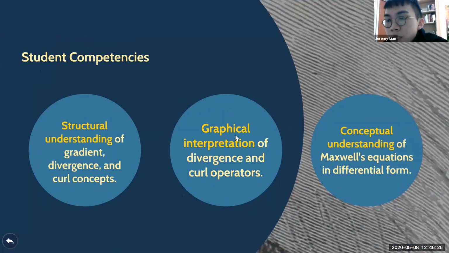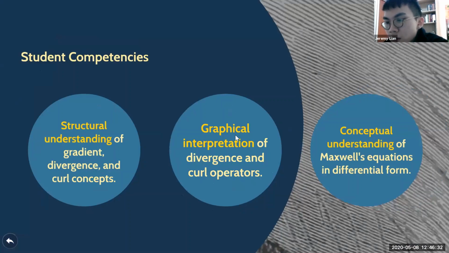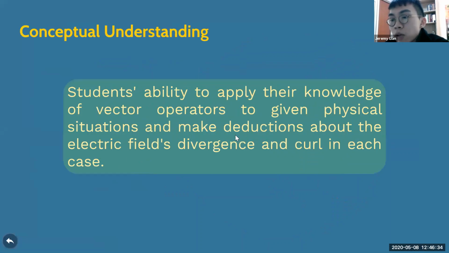Finally, we determine our last student competency to be conceptual understanding of Maxwell's equations. Since Maxwell's equations form the cornerstone of classical electromagnetism and are a direct application of the mathematical concept of divergence and curl, it would be appropriate that students' ability to comprehend Maxwell's equations be included as a way to quantify their understanding of vector operations in electromagnetism.